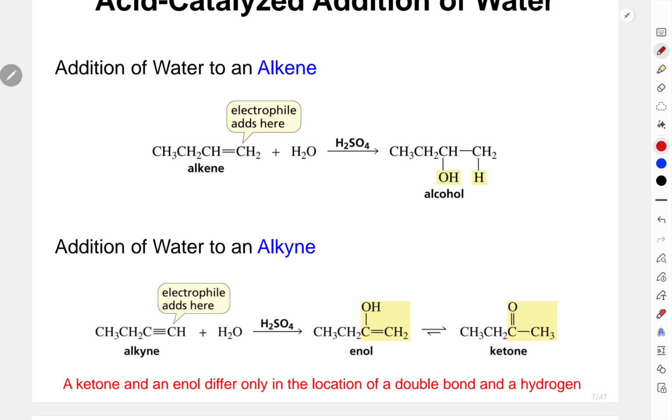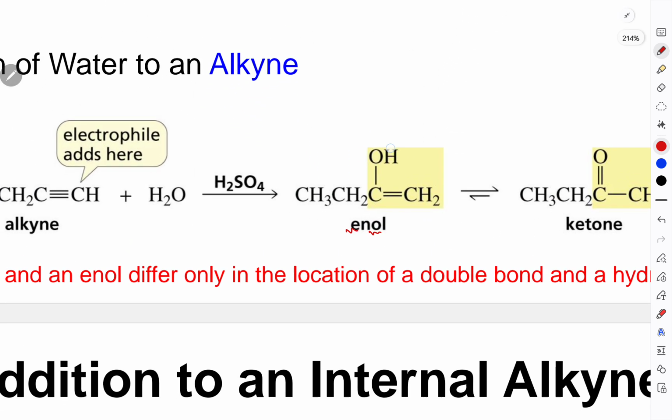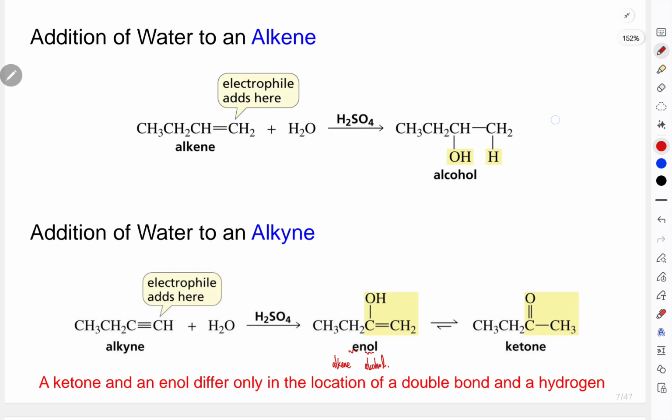You have an alkene and an alcohol on the same carbon. So we call this an enol, okay? We'll discuss this in a little more detail a few slides later. But this enol can tautomerize to become the keto form, or ketone in this case.